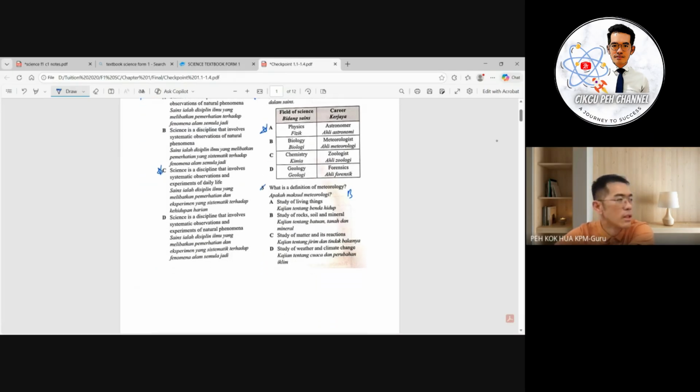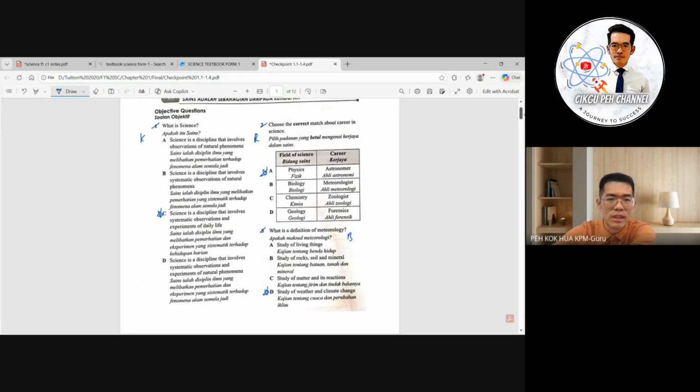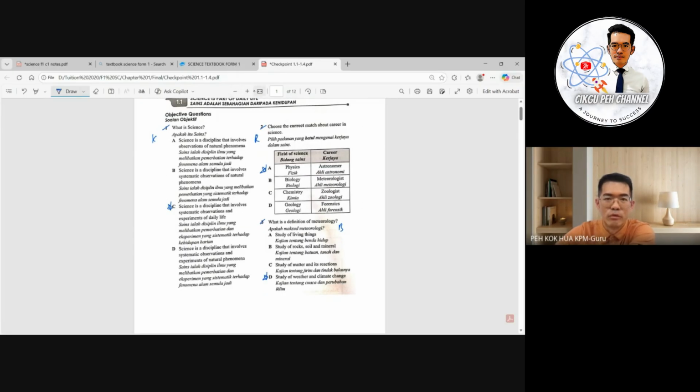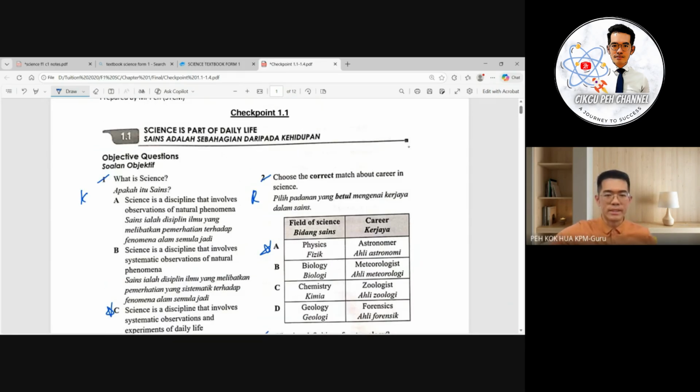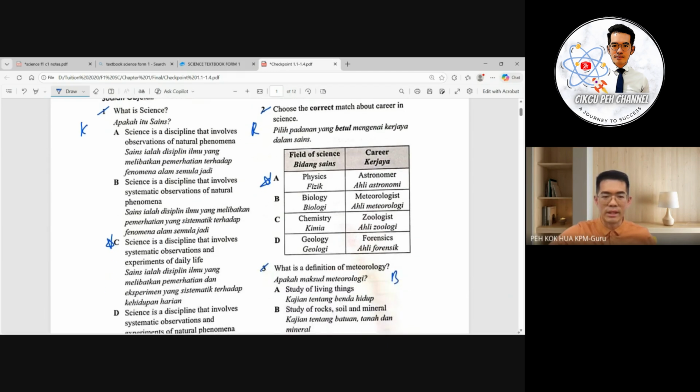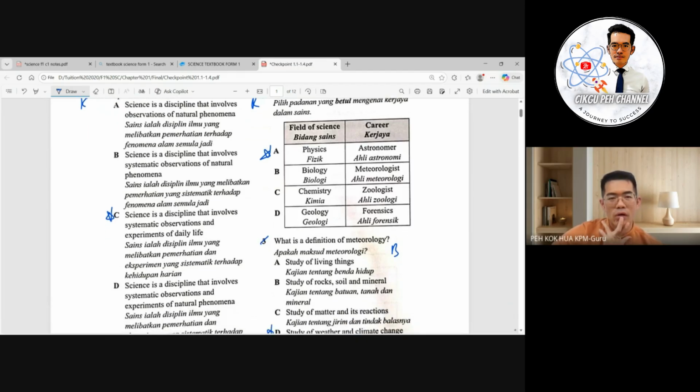Okay, so number 3. Meteorology. This one we just go through. Meteorology, what is the definition for the study? Look at the notes. D, right, is a study related to weather and climate. Okay, so we go through question number 1 first, before we go for the structure question. Okay, so what is science? So here, Catherine's answer is correct. It's a discipline. I think we have a more accurate answer, right? Any one of you?